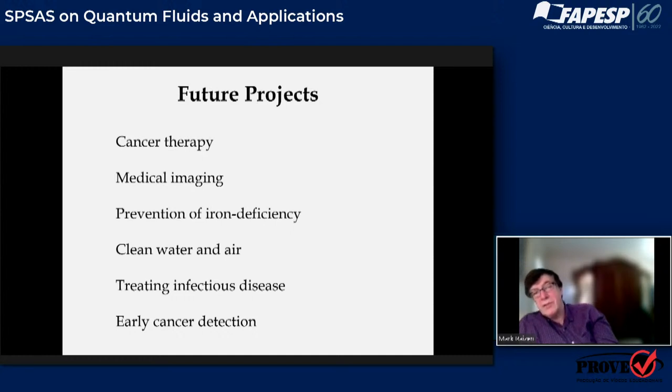And early cancer detection, which is very important because many types of cancers, as they develop in the body, especially in deep organs like the pancreas and the liver and the ovaries, don't show any signs at all until it's too late. So early cancer detection has tremendous potential for improving and saving lives.